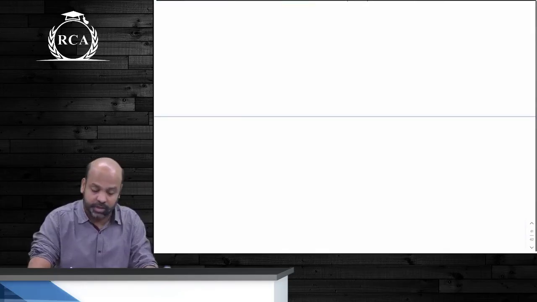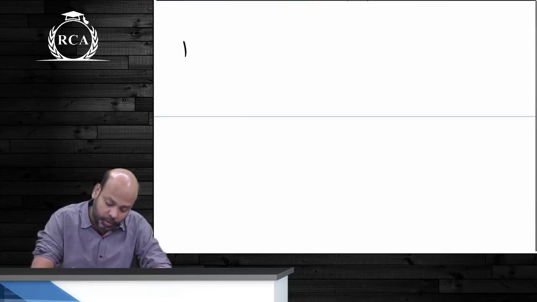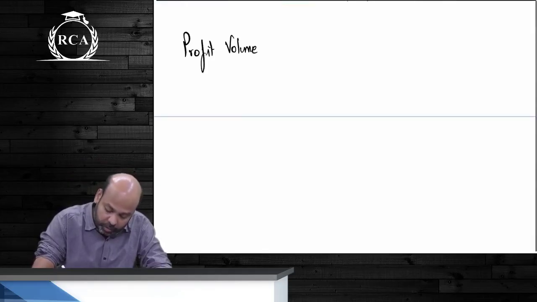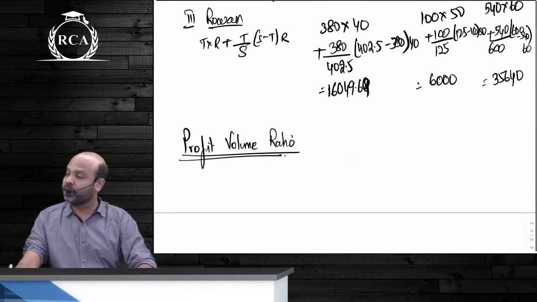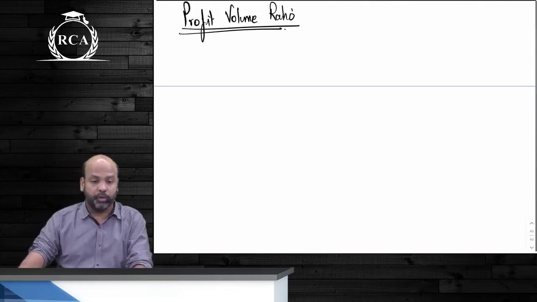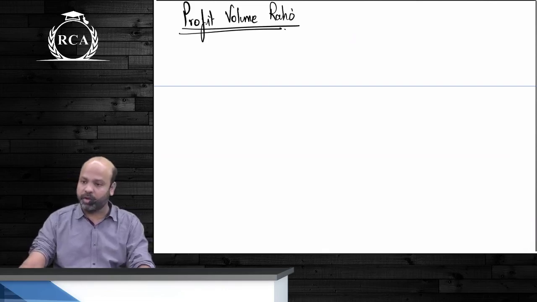To solve the next question, guys, we need to know a small term called profit volume ratio. We will be learning about this in detail when I do marginal costing. For now, guys, is everyone done with this computation? Profit volume ratio is not profit divided by volume.